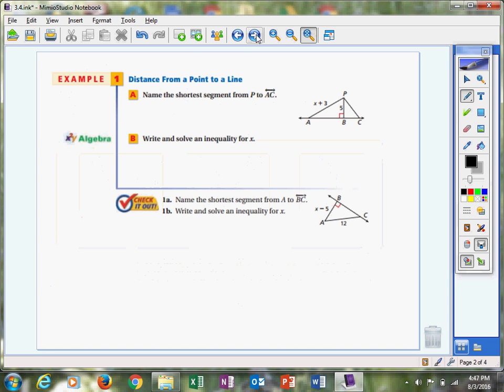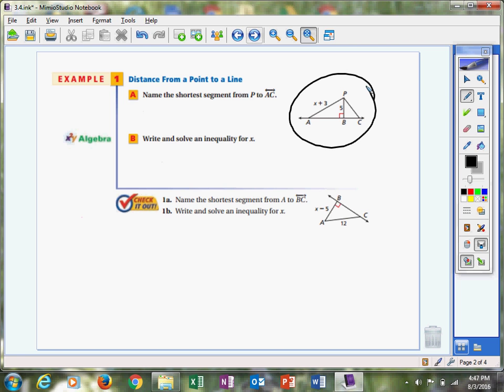and let's apply what you just learned here to this particular section. You're going to watch me do examples 1A and 1B, and then you're going to do Check It Out 1A and 1B, okay? Now the first one is purely identification based on what I just said. Based on this figure right here, what is the shortest segment from point P to line AC?